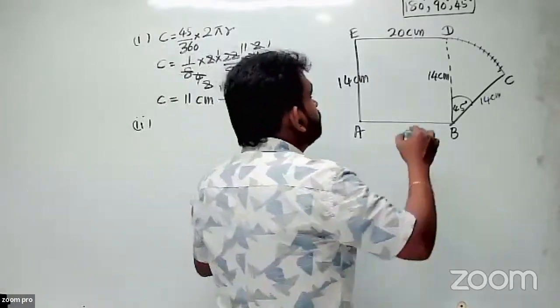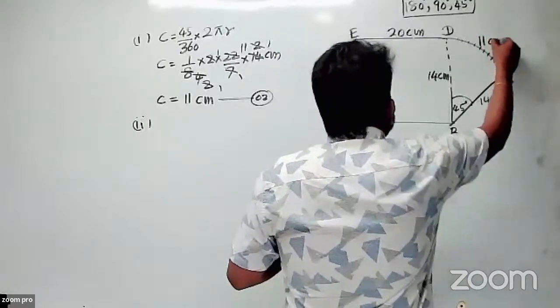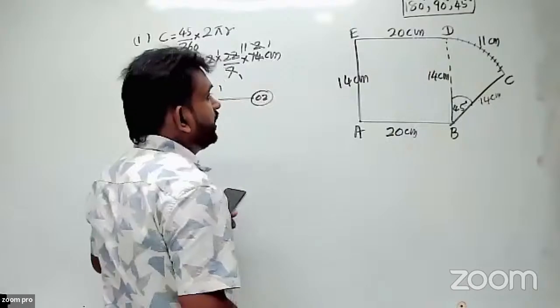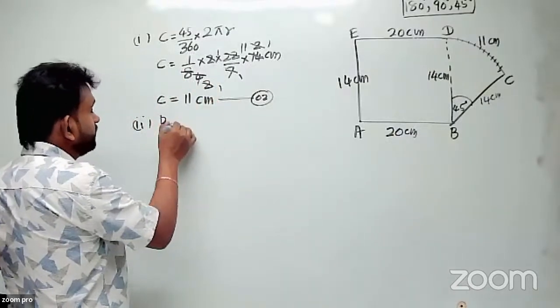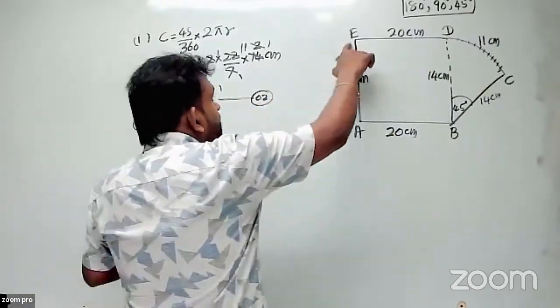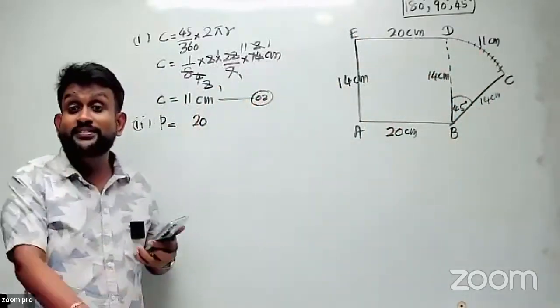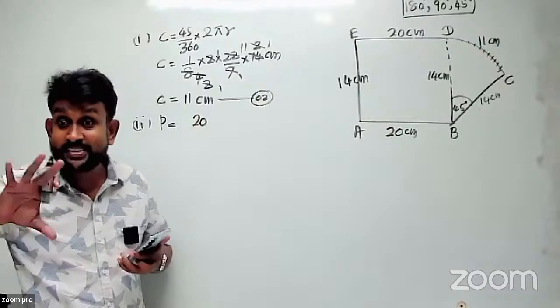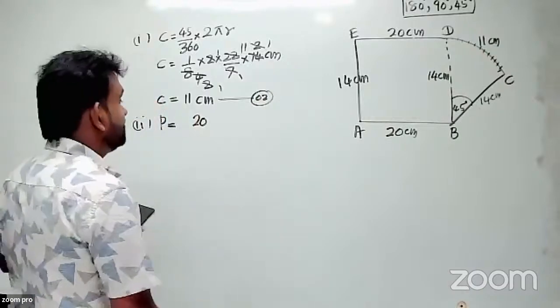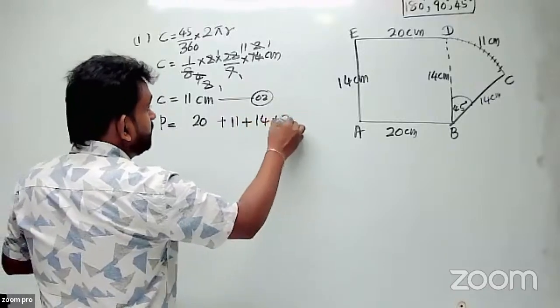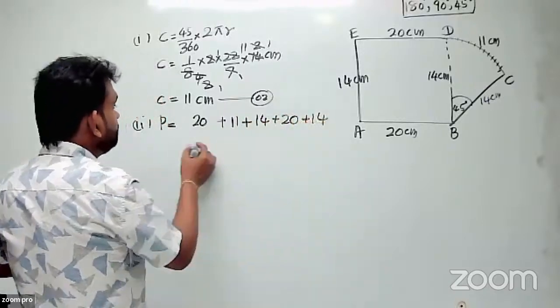Perimeter. So now you found here length 11 and here 20. This opposite is equal, right. Then you have to add up all the lengths together. Starting from a certain point, run through the outer length. Don't go inside. Okay, perimeter means the sum of the outer length. Just add up 20 plus 11 plus 14 plus 20 plus 14 together.